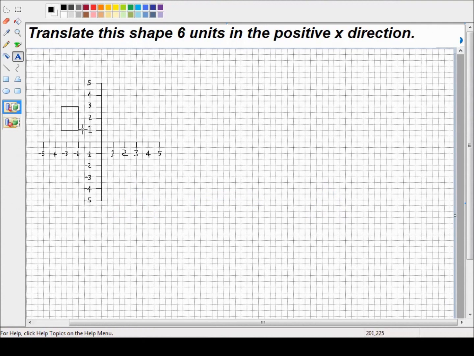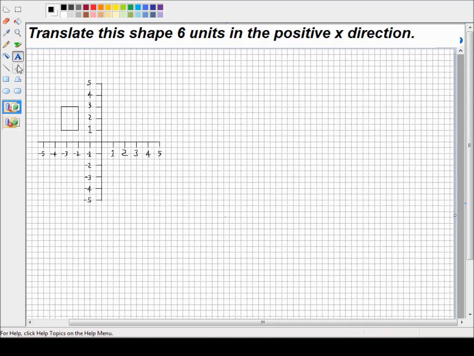Right, we have a rectangle here, and we're told to translate this shape 6 units in the positive x direction. That just means shift it 6 units to the right on this graph without making it go up or down, without changing the y values. So let's have a look at the locations of the vertices. So the bottom right corner is at -2, 1.